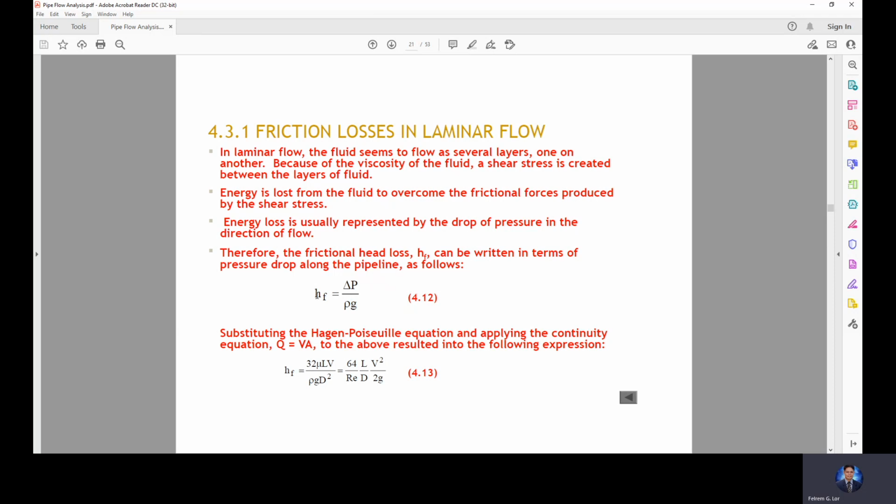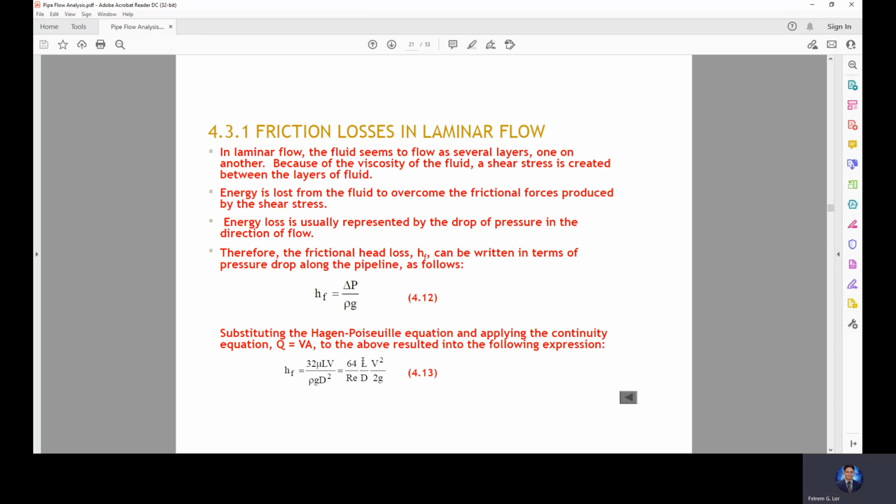So head loss is actually the change in pressure, or change in pressure head. This is P over gamma, this is pressure head. So head loss is actually a pressure head drop along the length. So substituting this equation into the Poiseuille equation. I don't know how we pronounce it. Poiseuille, maybe. I don't know.